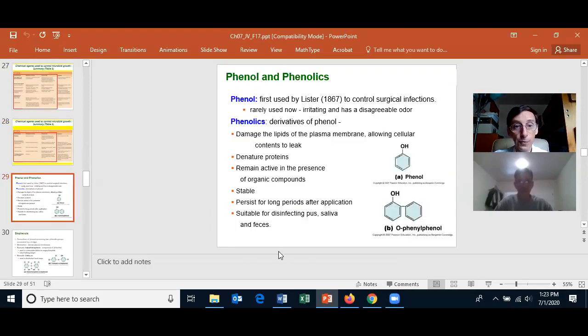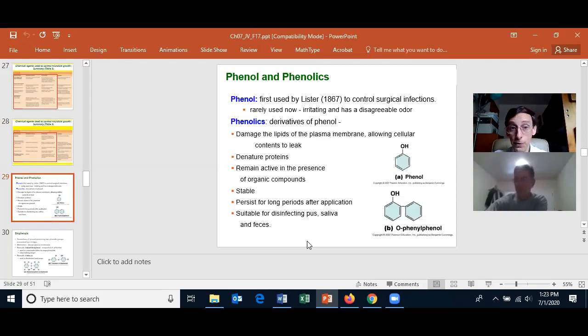Let's talk about each group now. Phenol and phenolics. Phenol was first used by Lister. You don't need to know when, it was in 1867. And he used it to control surgical infections. He used it on his surgical instruments and on the skin of his patients who were about to undergo surgery.